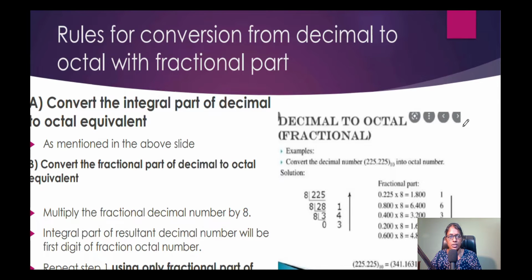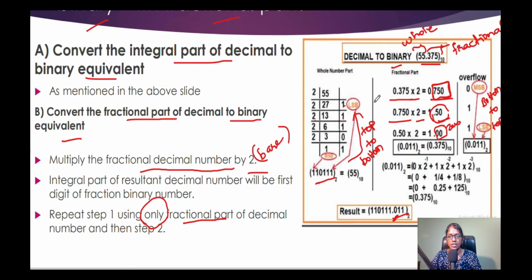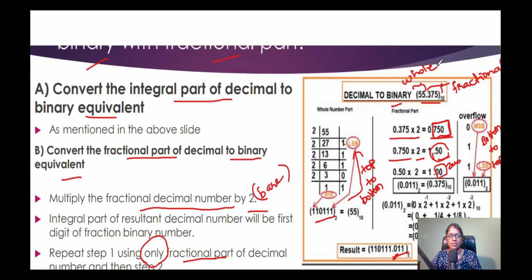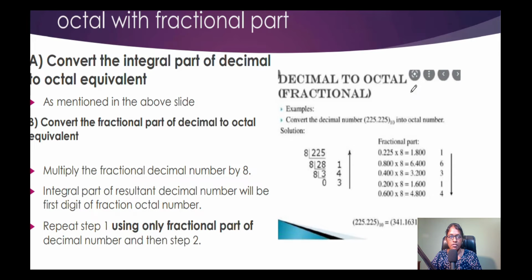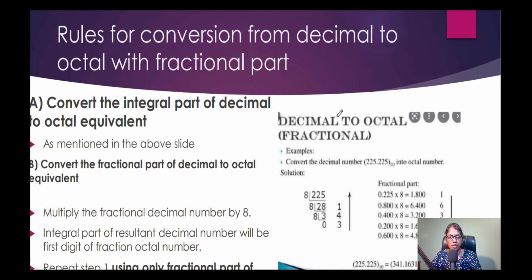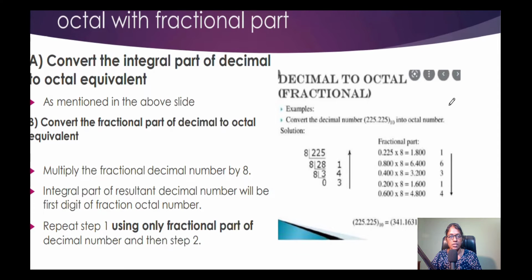And the next one is the same rules for conversion from decimal to octal with fractional part. Previously we converted decimal to binary with fractional part. Now we are converting from decimal to octal fractional part. So how to convert from a decimal number to octal? We just mentioned in the above slide: divide it by 8. Divide by 8, write down from bottom to top: 143.